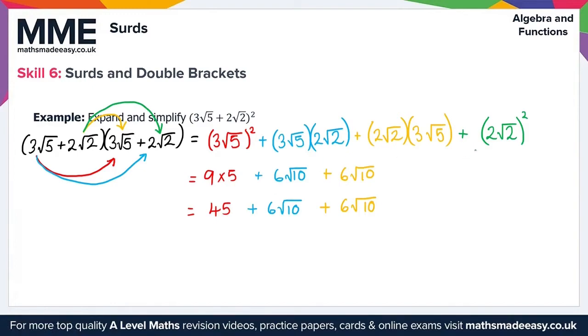And finally then, we arrive at this green term here of 2 root 2 squared. Well, in this case then, 2 root 2 squared, well, squaring the 2 first, that would give us 4. So I get 4 there. And if I square root 2, that would give us 2. So I get 4 times 2, which would give us 8 there.